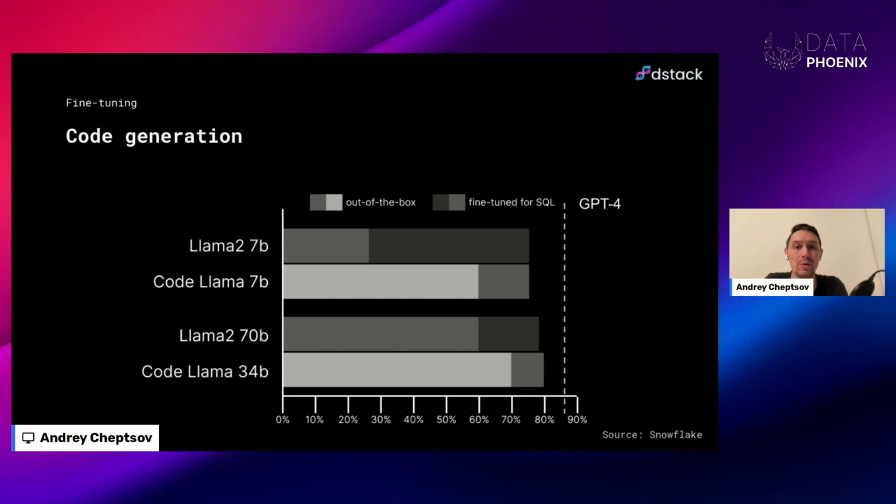Llama 2, even the smallest model, is super efficient for fine-tuning, and it is relatively easy to come very close to the quality of GPT-4.